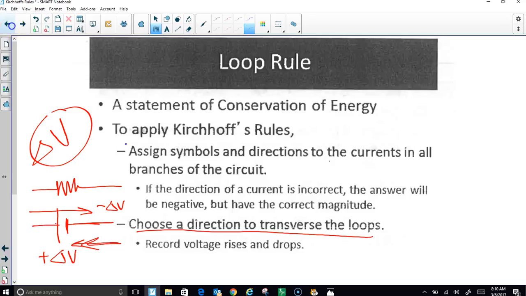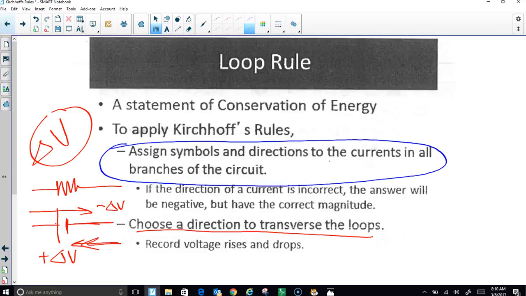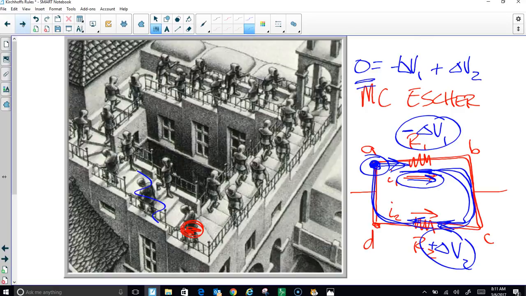So first of all, I mentioned earlier, the first step in this process for the loop rule is you have to pick a direction for the current. It won't make a difference in the end. But you have to pick a direction because if you think about it, how did I know this was a drop? Well, because I was going with the current. So I have to have some direction to the current. I pick it, and it really doesn't make a difference. The math will work out.